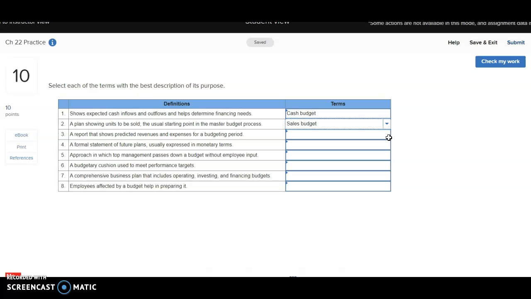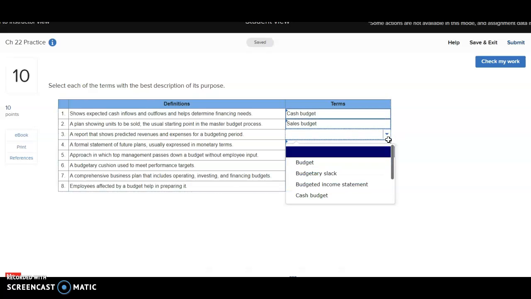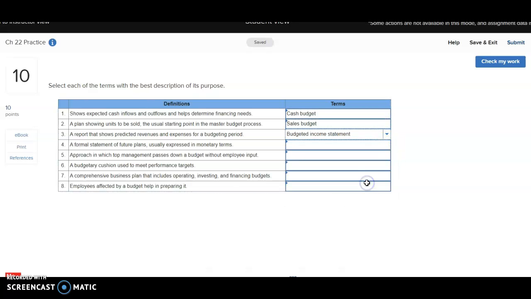All right, our next one. A report that shows predicted revenues and expenses for a budgeting period. Well, we're looking for revenues and expenses. What do we find that on? That's going to be our income statement, right? So our budgeted income statement. So it's predicted revenues and expenses. That's what a budget is, right? We're predicting what's going to happen. Revenues and expenses, that's what we find on an income statement.